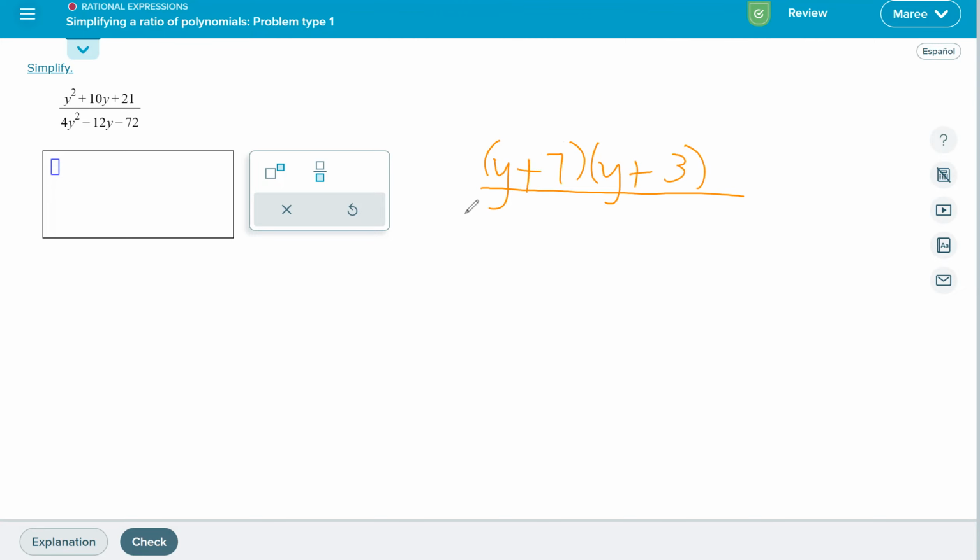In the denominator, we can factor out a 4, and we'll get y squared minus 3y minus, how many times is 4 going into 72? 13, I think. Let's see. I'm going to divide that real quick. 18. Okay. 72 divided by 4 is 18. There we go. So we can factor this, I'm sure. Two factors of negative 18 that add to negative 3 would be negative 6 and positive 3.